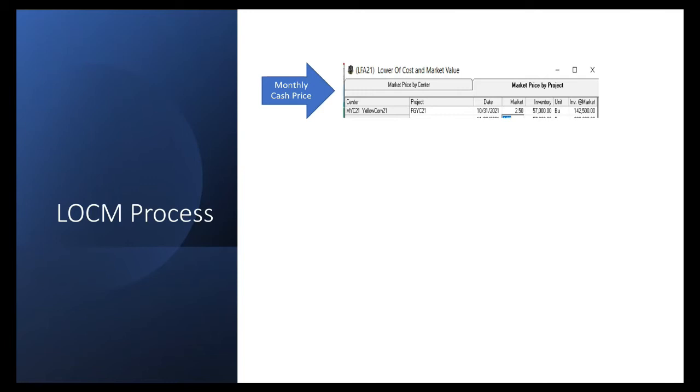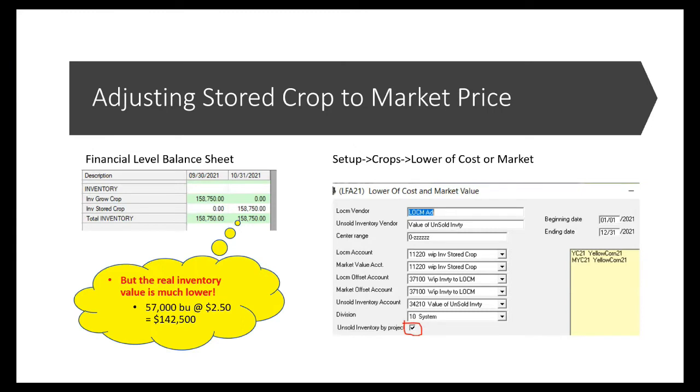Going back to your setup screen, just to reiterate, 37,100 is used for both the lower cost of market offset account and the market offset account. That's the way I have it set up. Those are actually two accounts used three different ways that you wouldn't have in standard FBS. Those are all unlinked accounts. They're all unlinked accounts, yes, correct, because they're just going to the balance sheet.